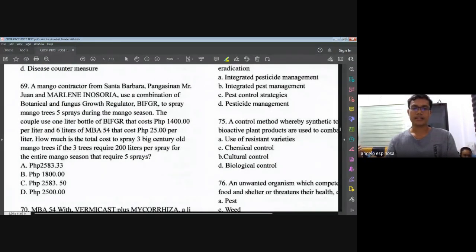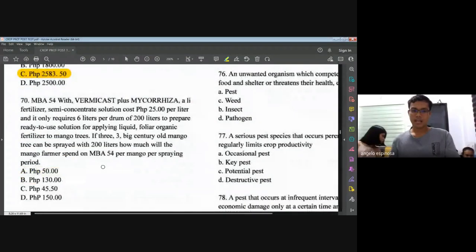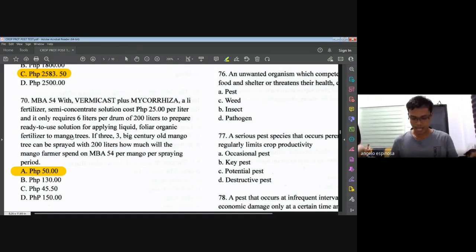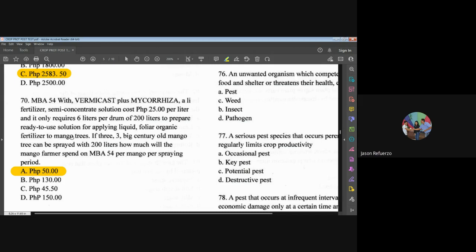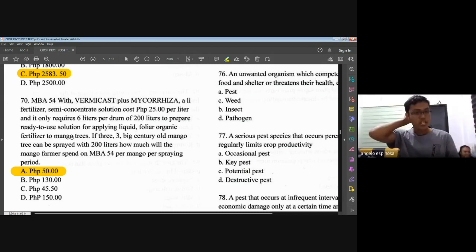Number 69. The correct answer here is letter C. Okay, so I will be sending the computation of this letter C. Okay, mali na computation. Number 70, the correct answer is letter A. Okay, I will send the computation now sa GC para makita ninyo, ha? Okay, computation is already been sent sa GC. Kindly check kung paano siya kinompute yung number 69.